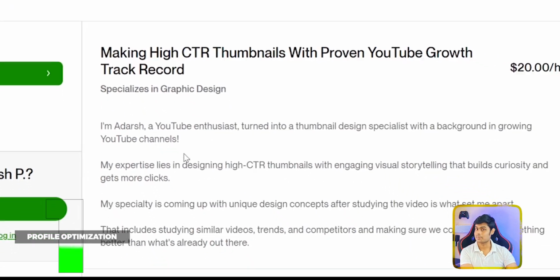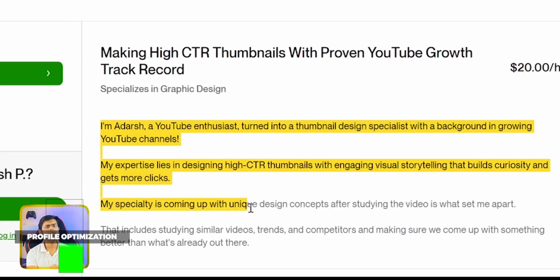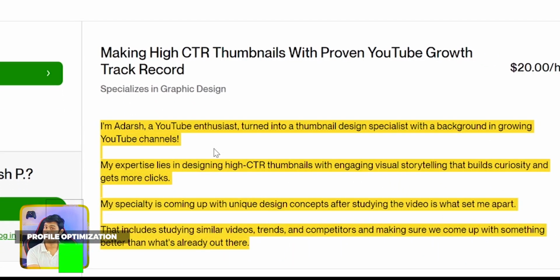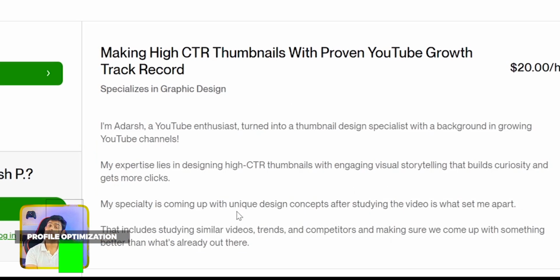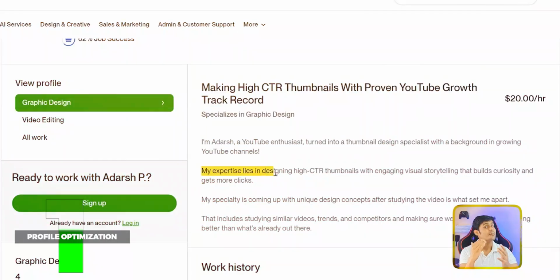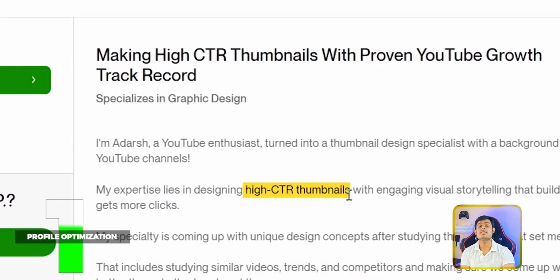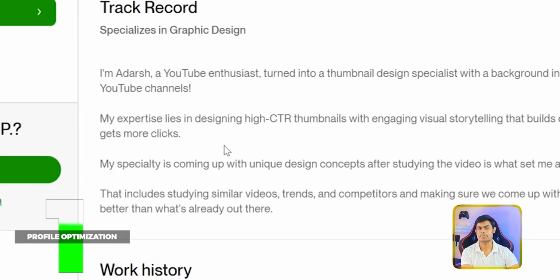Then comes the description. अब यहाँ पे short and crisp तरीके से you have to explain what you do and how it can help the other person. Remember, don't write long paras. वो कोई नहीं पढ़ता. Just make some key points and write your description around those points. In my case, I have covered some points like high CTR thumbnails and how I come up with design concepts.